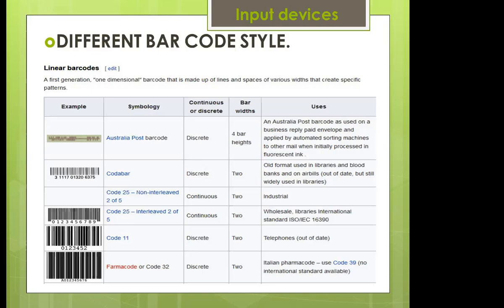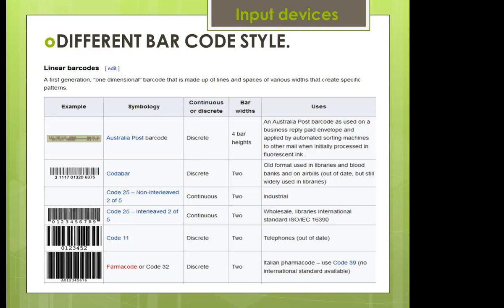And at the bottom of this page is Code 32. This is the biggest form of barcodes. It uses two bars, one thin and one thick, and it also uses the white spaces between them. It is an Italian style of barcode that they use on medicines, the pharmacode. It is primarily used in Italy and is specific for medicines to identify them.